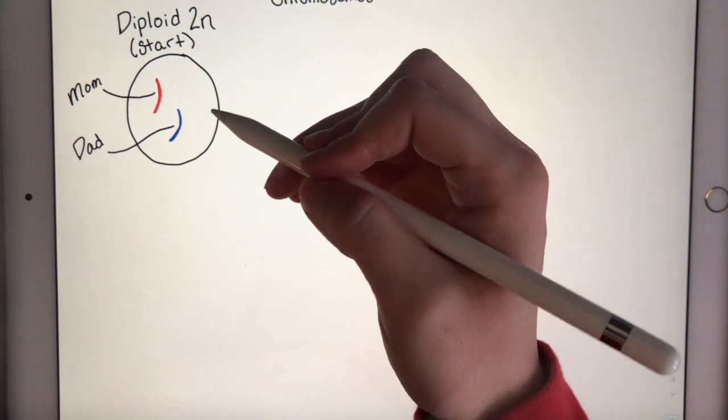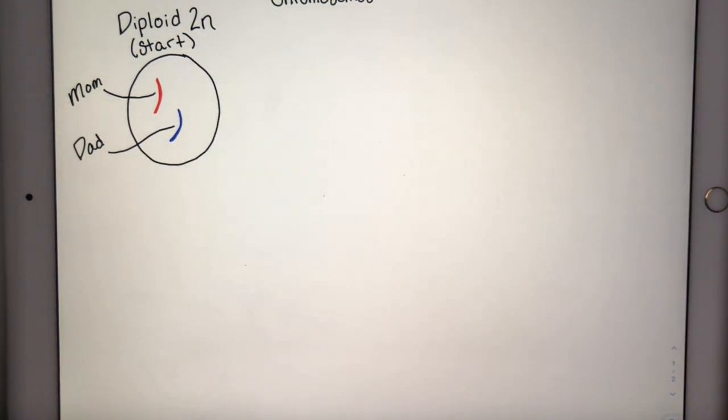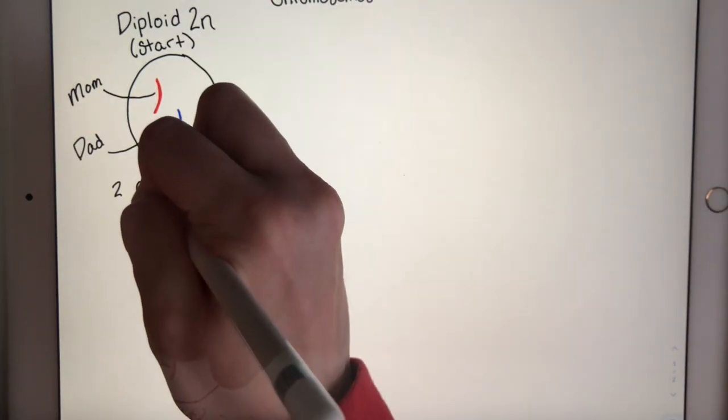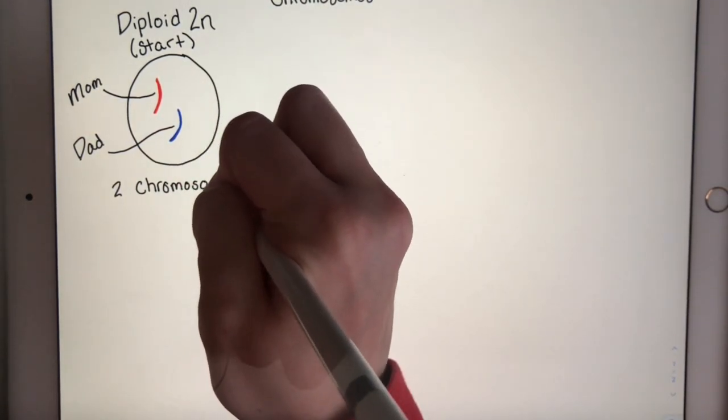And it's important that we remember that each of these are chromosomes. They don't have to be X's to be chromosomes. When you have X's, that's when they are sister chromatids. Right now, we have 2 chromosomes. This is a very simple animal.